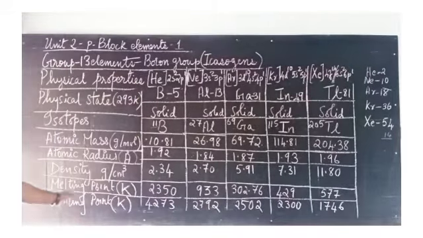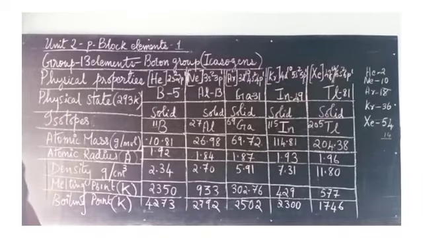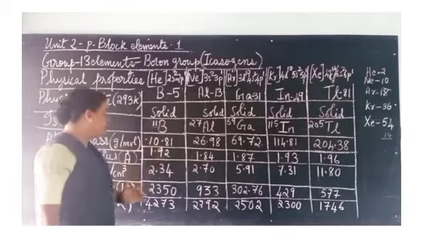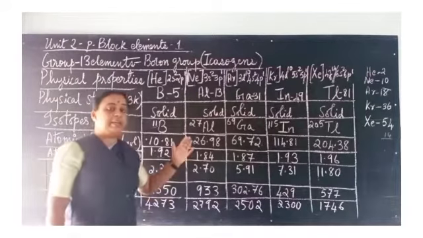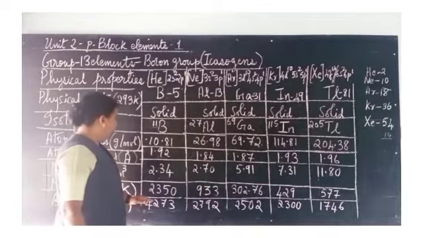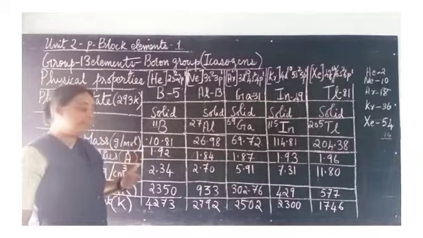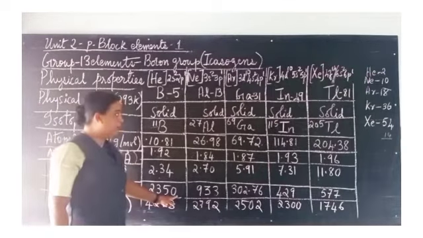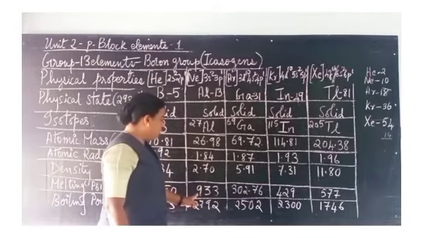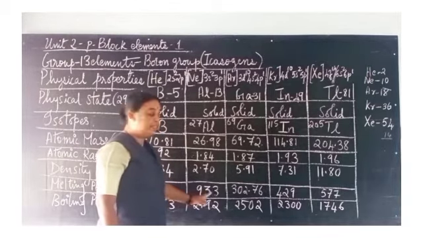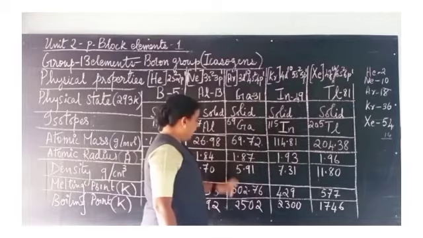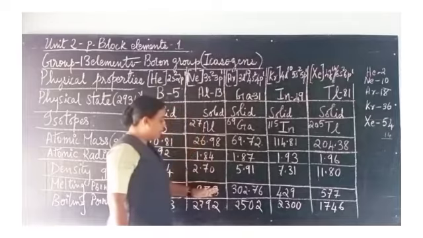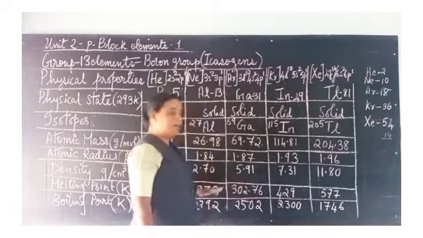Let us see the general trend in the melting point and boiling point in the 13th group elements. Generally, while coming down the group, the melting point and the boiling point keep decreasing. Now, there is a slight deviation in that trend in the case of melting point. In the case of boron, the melting point is 2350. Then for aluminium it decreases to 933 Kelvin. Now for gallium it is 302.76 Kelvin. So from aluminium to gallium, there is a drastic decrease in the melting point.